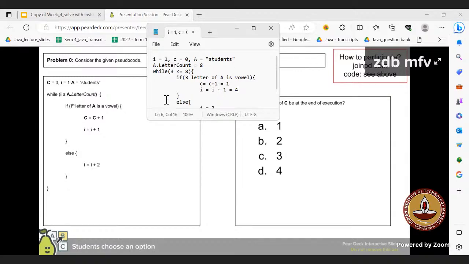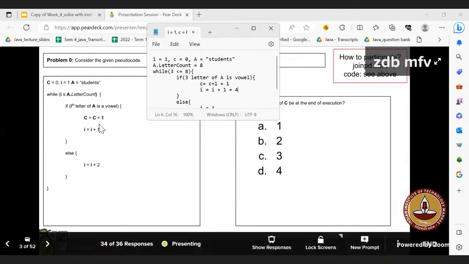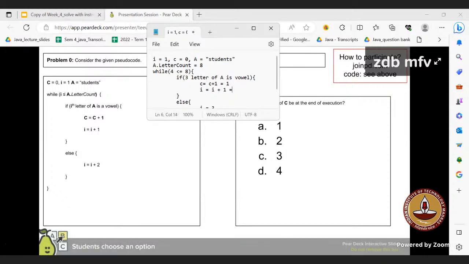We won't go to the else part, because the if block is satisfied, no. The else part will be executed only if the condition is not satisfied. So I is 4 now. We will check whether 4 is less than or equal to 8. Yes. And we will see whether the fourth letter of A is a vowel. What is your fourth letter? This is 1, 2, 3, 4, D. Is D a vowel? No, D is not a vowel.